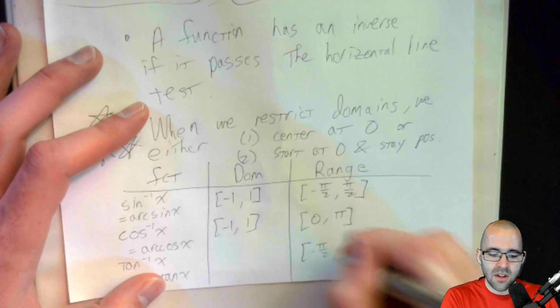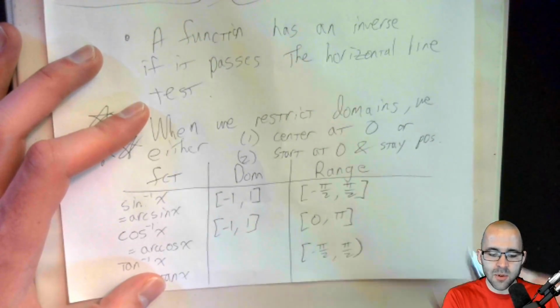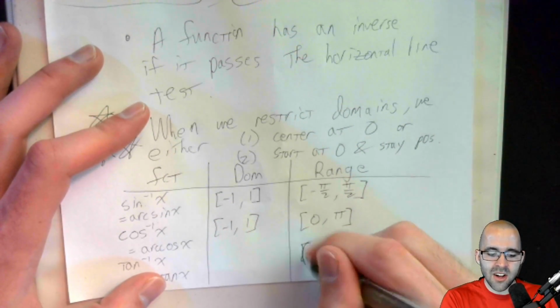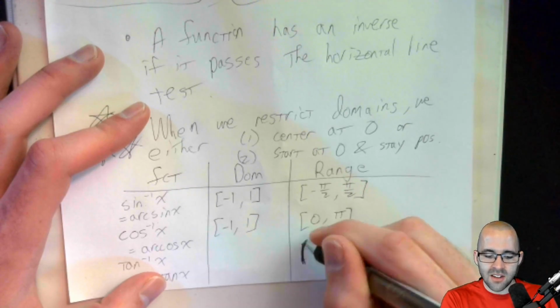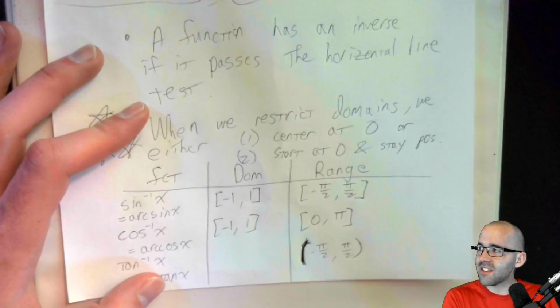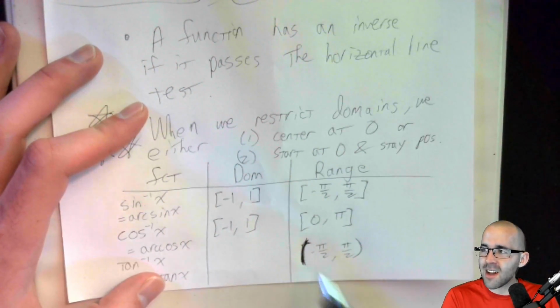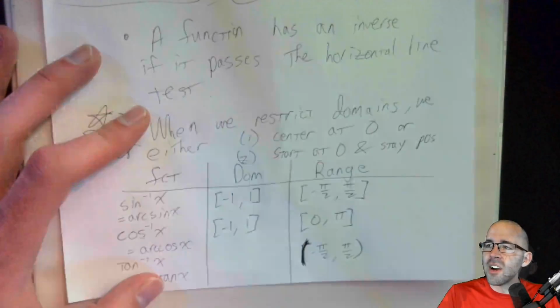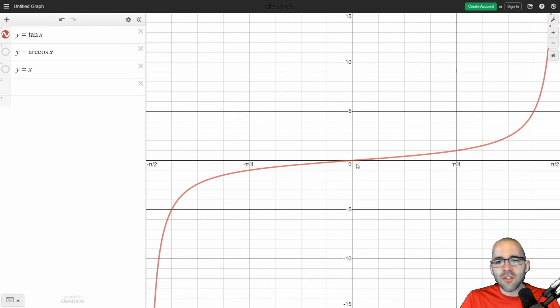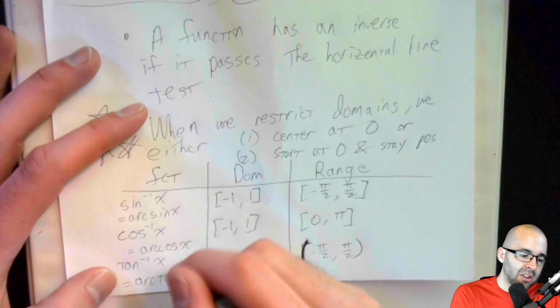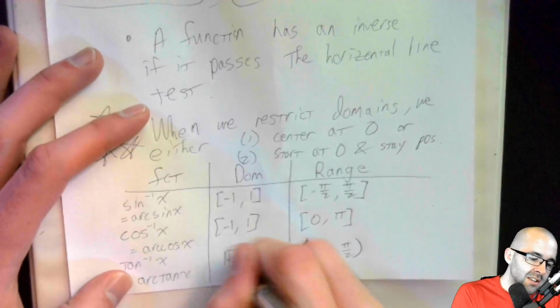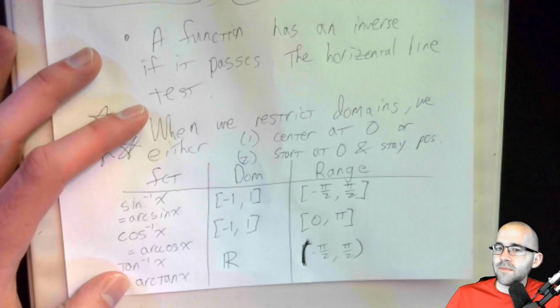Negative pi over 2 to positive pi over 2. But this time we're not including pi over 2 because that's an asymptote. So we have a nice parenthesis here. Definitely a parenthesis, not a bracket. Likewise, what is the range of tangent? The range is all the y values. Well, we have every y value we could possibly want here. We have all the y values. So the domain of the inverse function is going to be all of the x values.